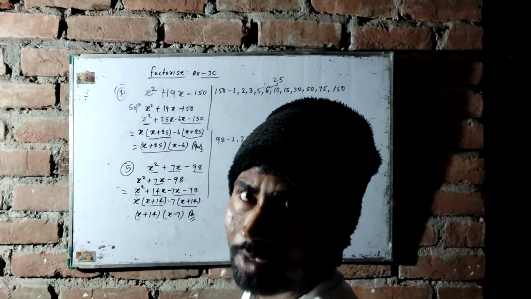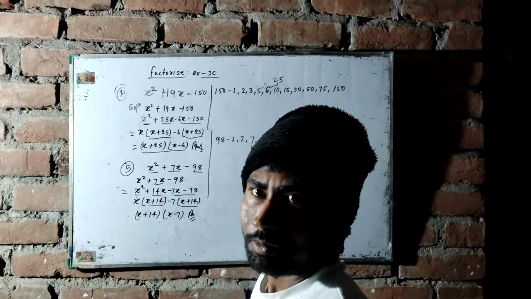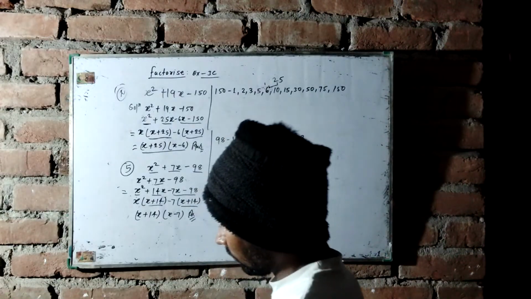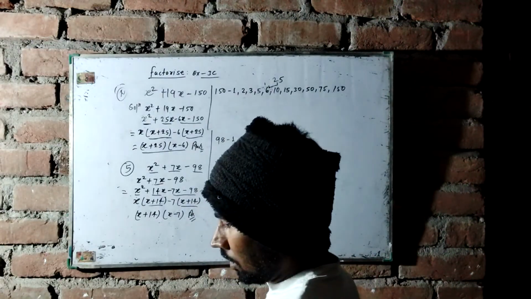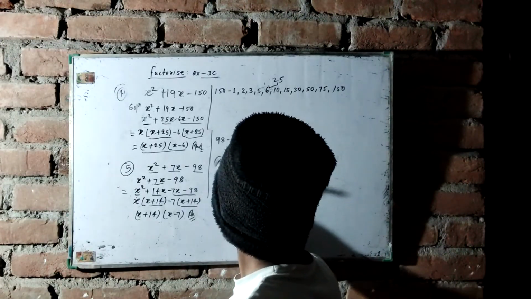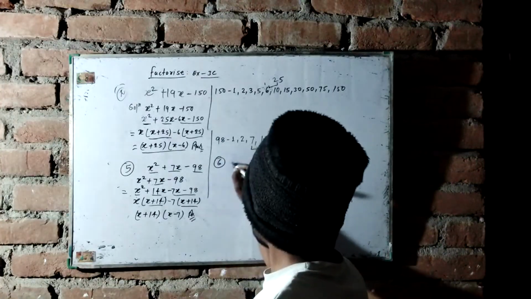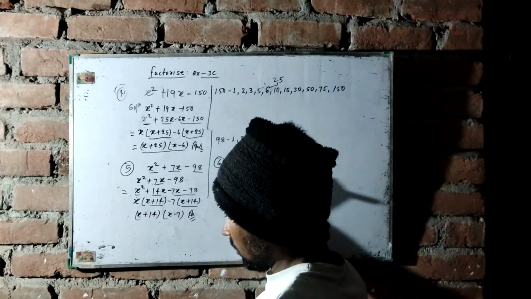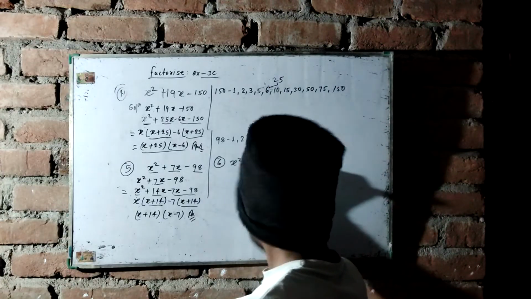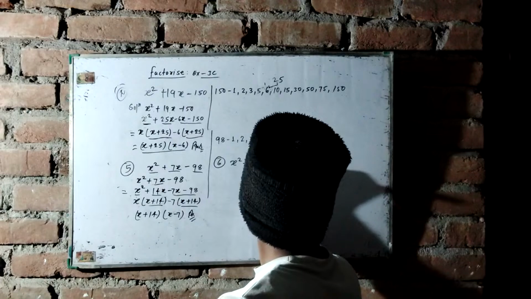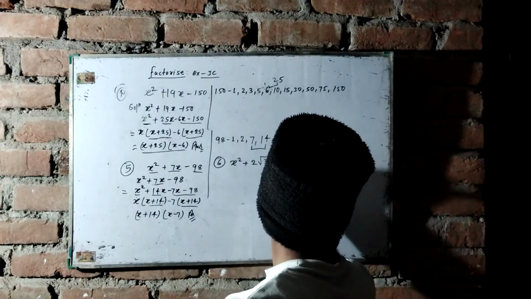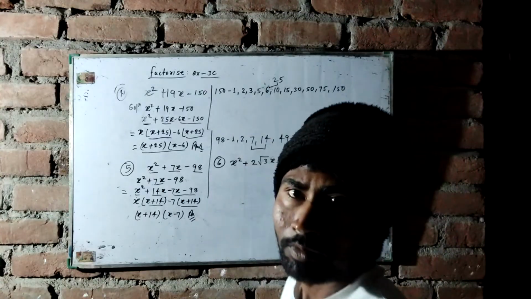Now let's go ahead. Question number 6: x square plus 2 root 3x minus 24. Have a look, guys.